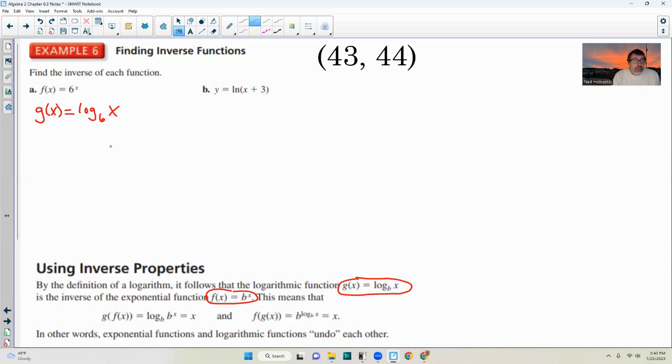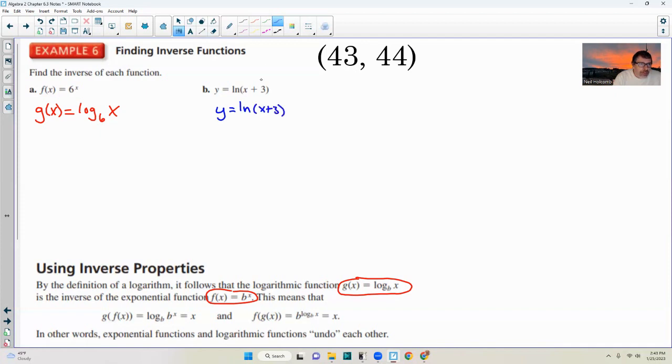Not bad, huh? Done. Okay, the next one, y equals the natural log of x plus 3. This one's a little bit different. Hopefully you remember how to find the inverse of an equation. So first you rewrite the equation, y equals the natural log of x plus 3.